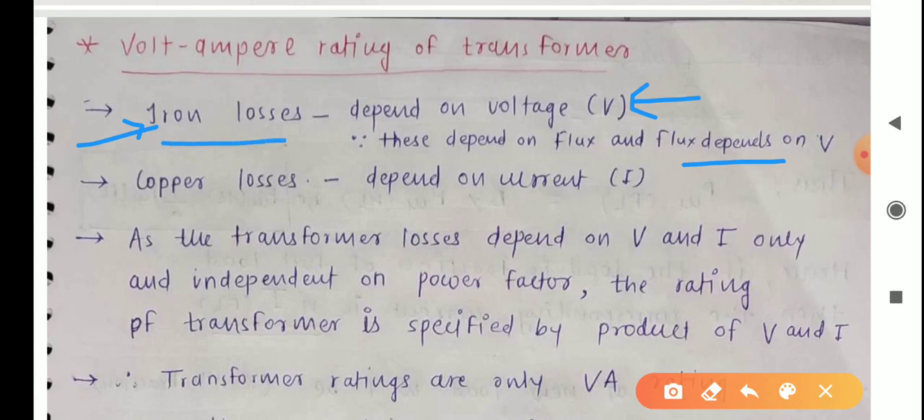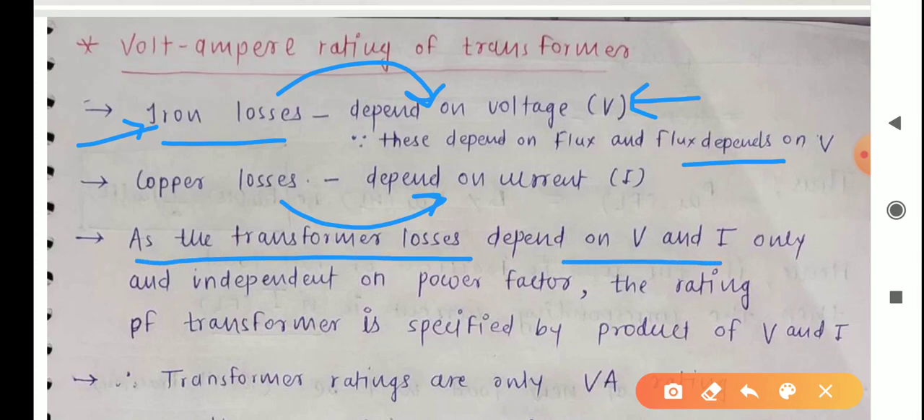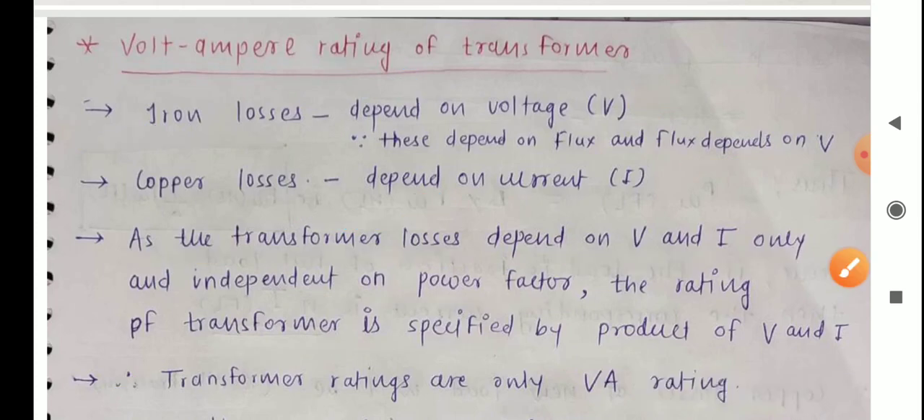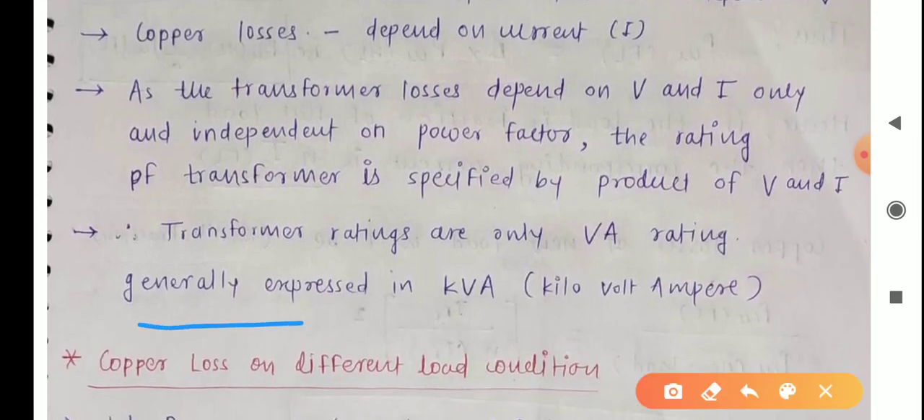So basically iron loss depends on the V parameter, and copper losses are dependent on the current parameter, that we have seen in the previous section only. That means all the transformer losses depend on V and I only, but not on the power factor. That's why the transformer rating is specified only by the product of V and I. So the transformer ratings are always VA ratings, generally specified in kVA, that is kilovolt ampere. If we see the specifications of any transformer, the rating will be given in volt ampere.